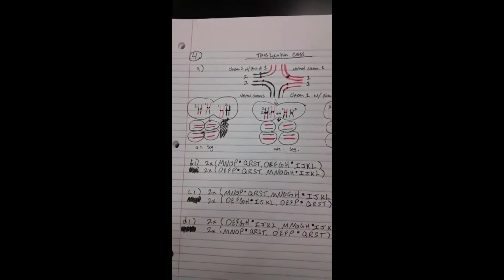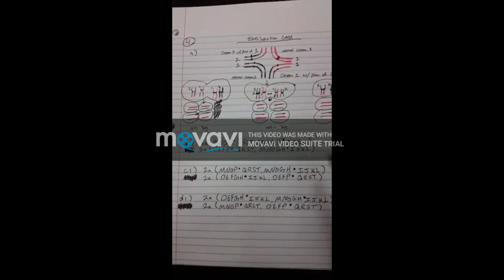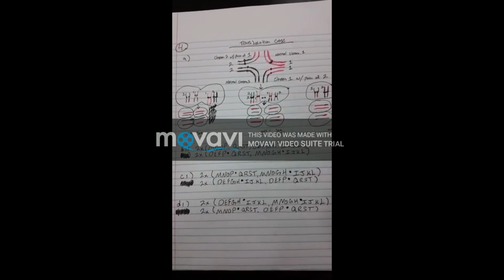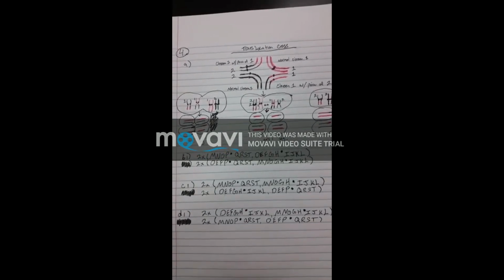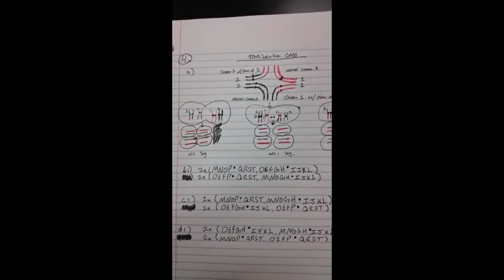So these are the different gametes that can be produced by the 3. And the letters that correspond to those can be found down here. So it's going to produce 2 of each, and these are the chromosomes found in B, C, and D, where it's asking for the alternate segregation, the adjacent 1, and the adjacent 2 segregation, respectively.